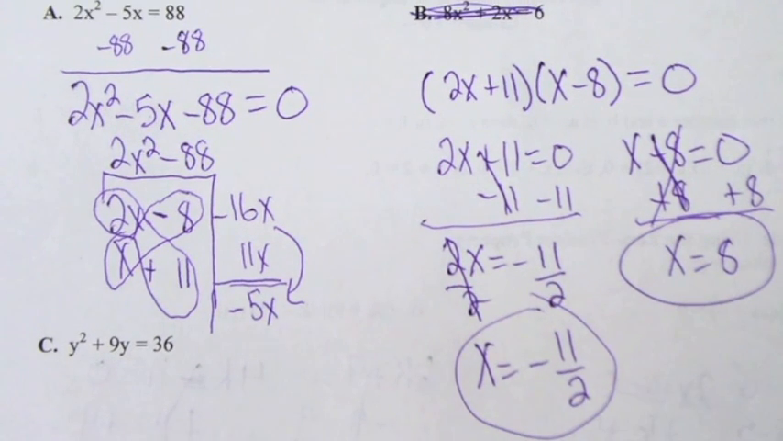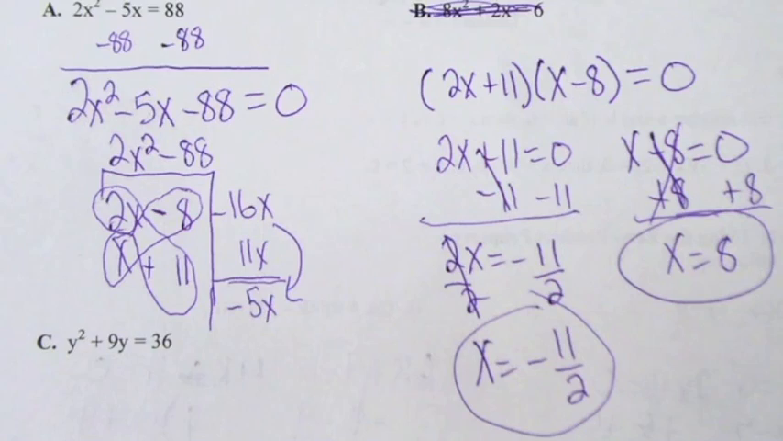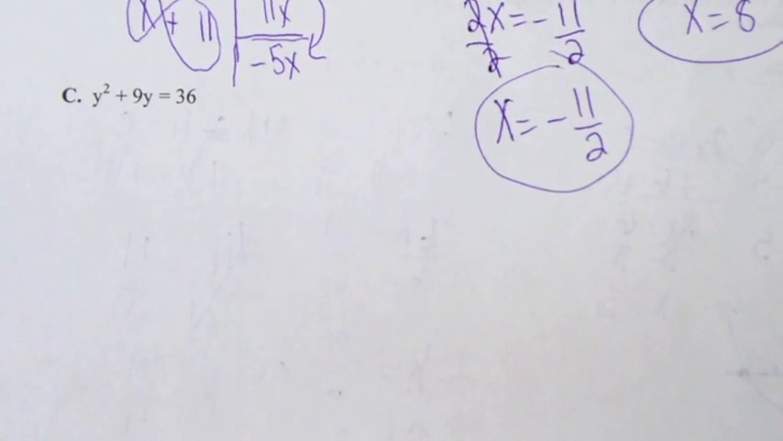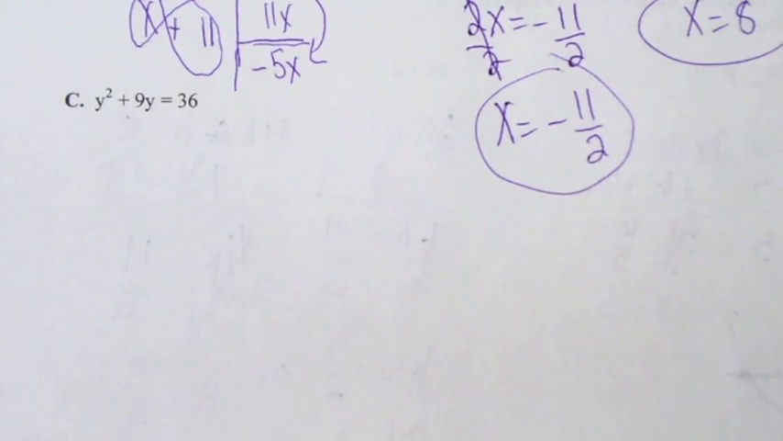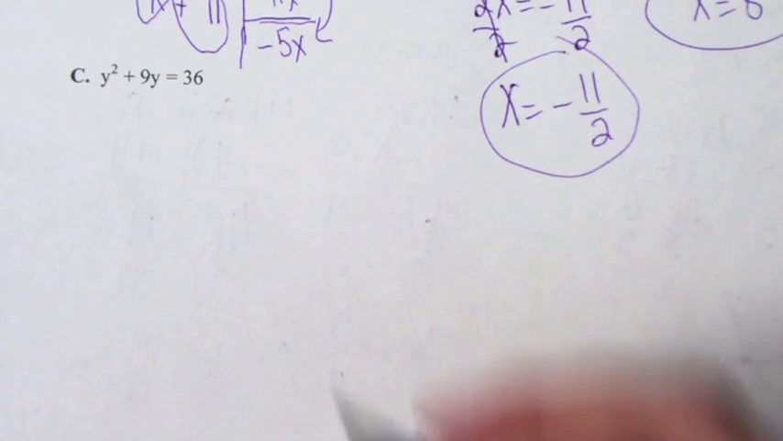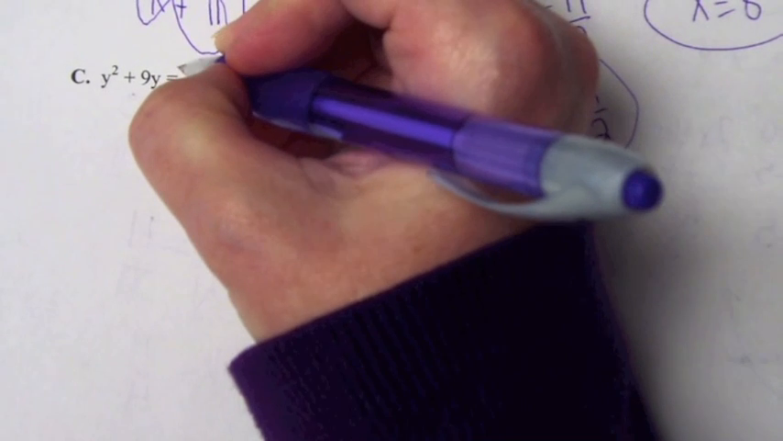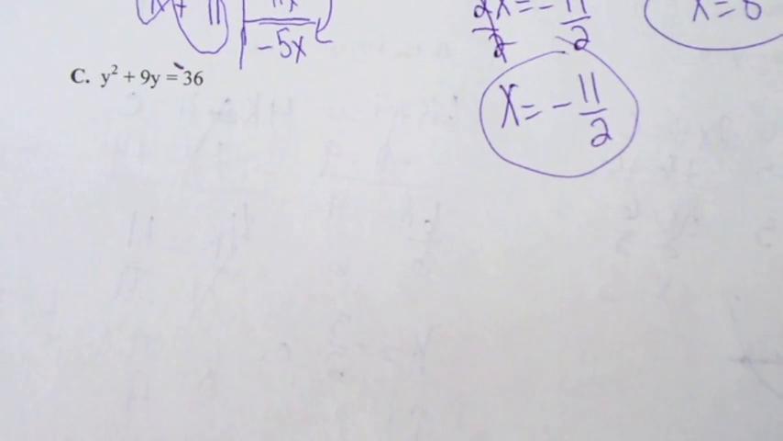All right, letter C. Letter C, before we start this, I want you to go ahead and make this 36 a negative on the right. We need that one to be a negative on the right. So go ahead and make that correction on your notes. Make the 36 a negative number.